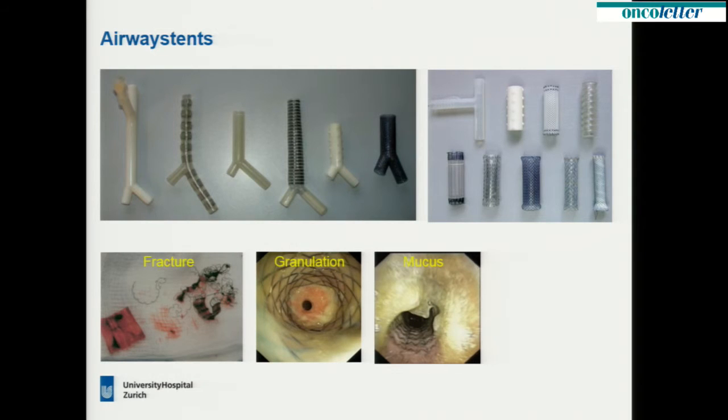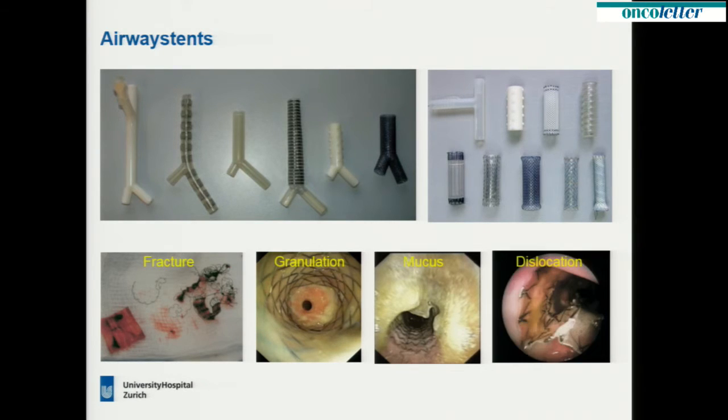The biggest problem is the mucus obliteration. We give our patients 4 to 6 times per day normal saline to inhale, and we think this is the best option to keep the mucus fluid and to expectorate the mucus. And the fourth complication is a dislocation. If the external power is decreasing over time, then the stent can dislocate or can be coughed up, which can be a very critical situation if the stent is in the vocal cords.